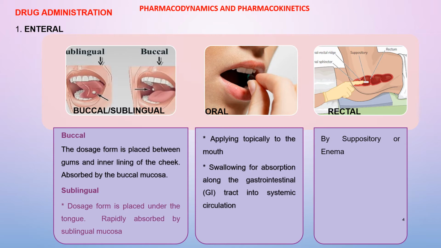In case of rectal route, the drug is administered rectally. It can serve as a local or systemic route of administration of the drug. Generally, it is given for children and patients with vomiting and post-operative patients.